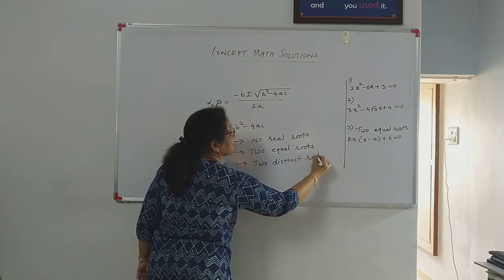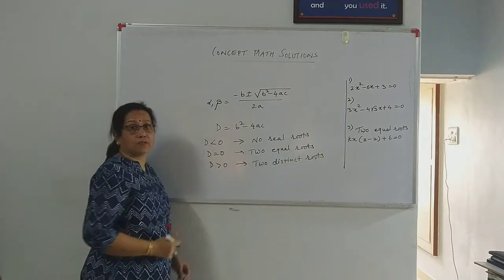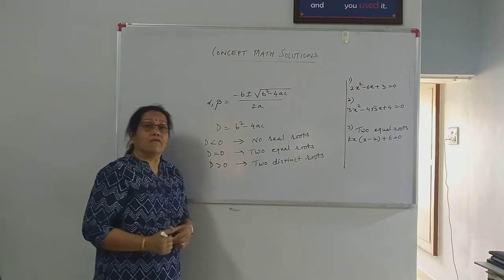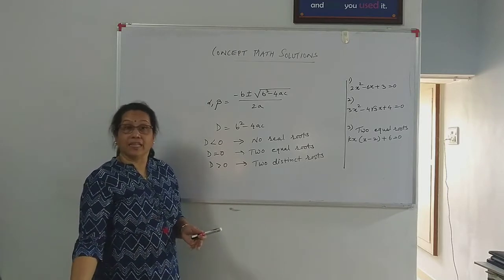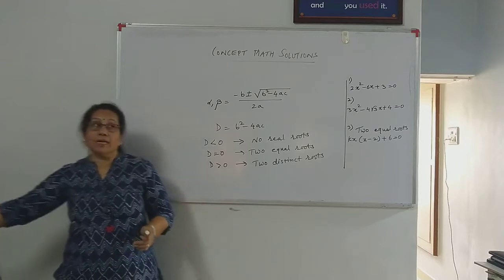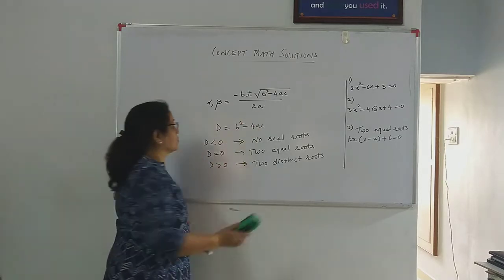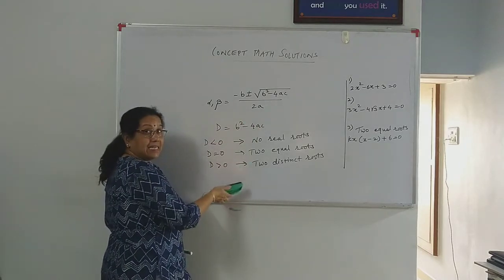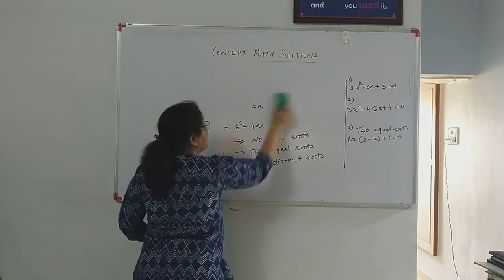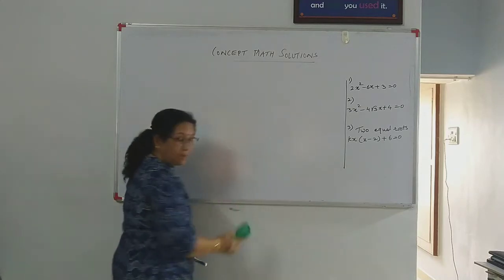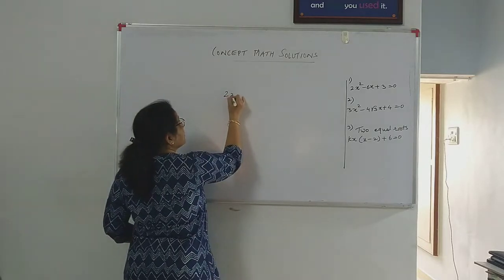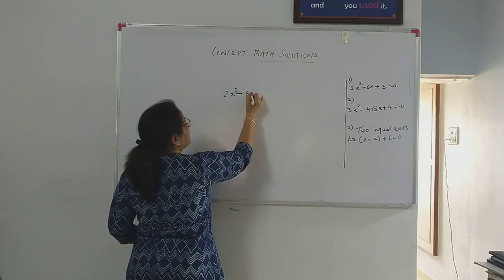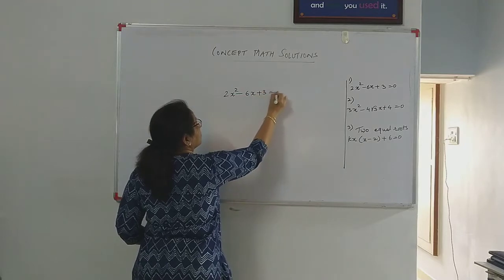So this is the discussion of nature of roots. When they say discuss the nature of the roots, that means we have to find the value of D, that is, the value of the discriminant. Understand these three things and keep them in your photographic memory, because these are all important concepts. If I take the first question, 2x square minus 6x plus 3 equal to 0.